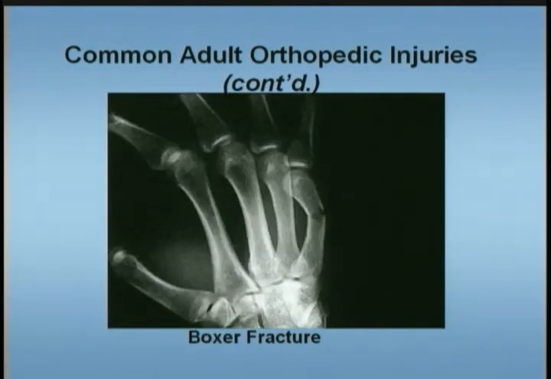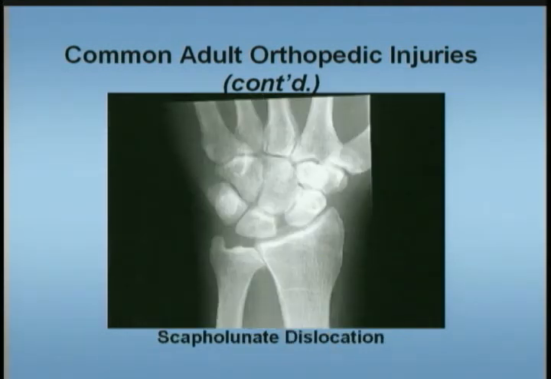This is one that we have talked about, and I believe we even showed it to you as I was talking. This is the famous boxer's fracture. This is what happens when you hit the wall with your fist. And you see in this case how it is the fifth metacarpal that suffered the break. And finally, this is a dislocation of a scapholunate. We did not talk about this in one of our vignettes.